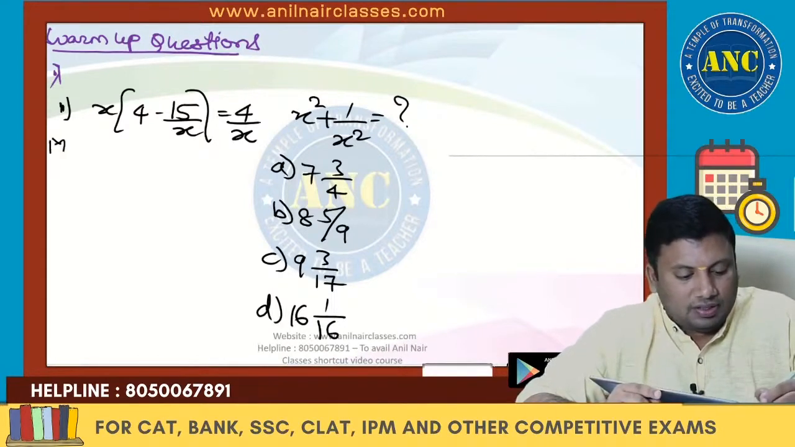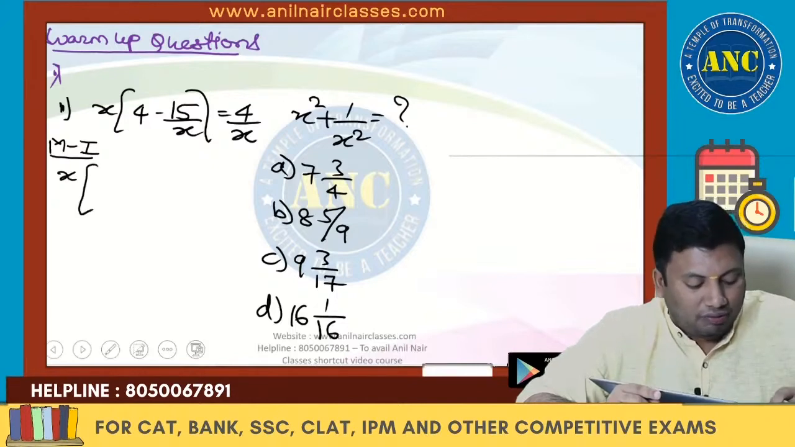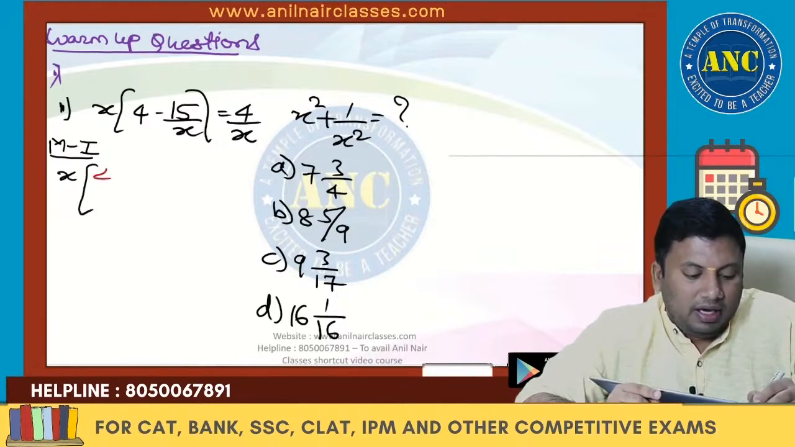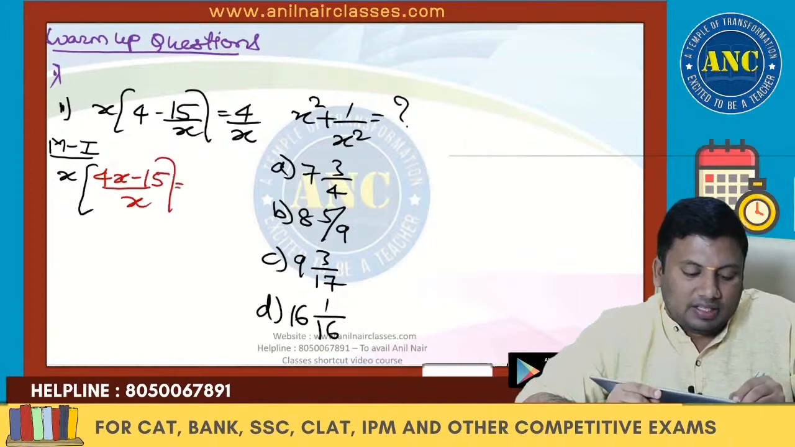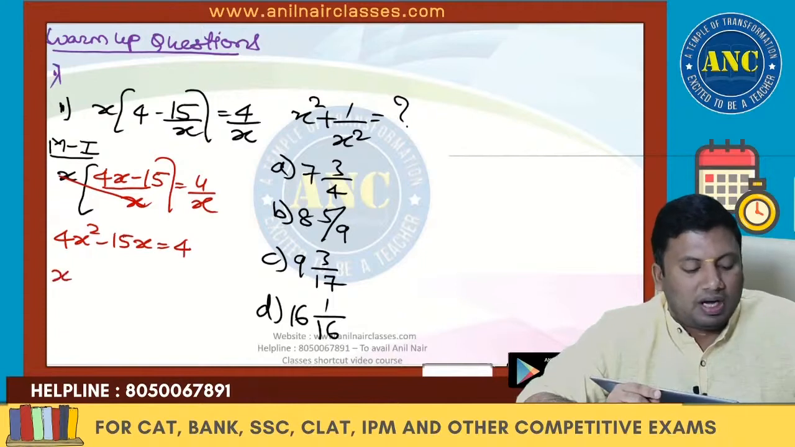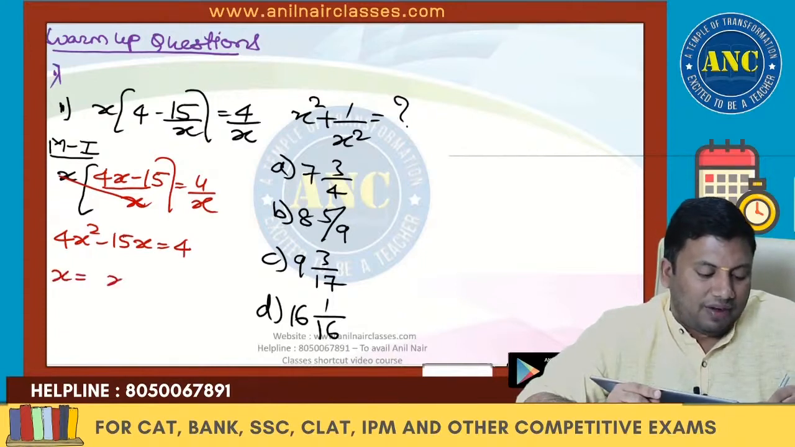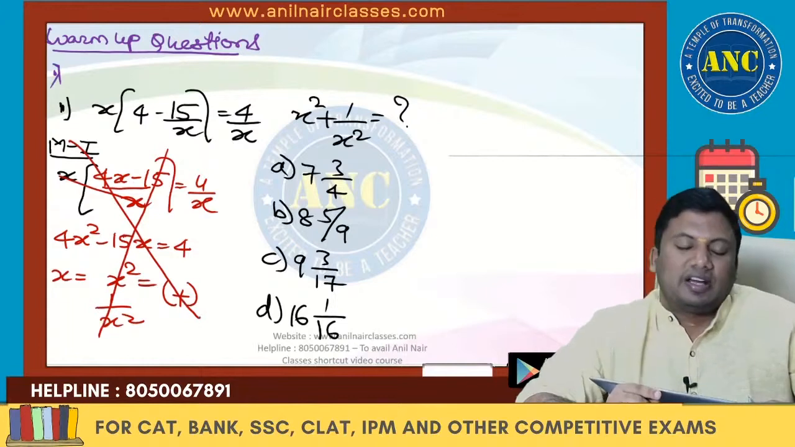Students who are very good in maths, who are habituated with the formulas, immediately they will do x into 4x minus 15 by x equivalent to 4 by x. They will cross multiply: 4x square minus 15x equivalent to 4. Very beautiful quadratic equation they will get. They will find the value of x. They will do x square and 1 by x square and they will add. By the time, close to 45 seconds, time is over.